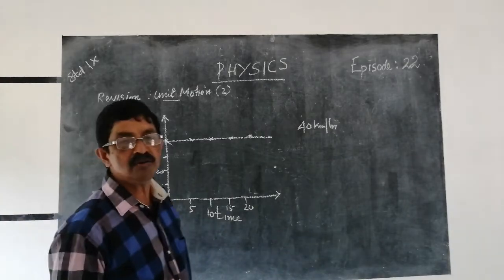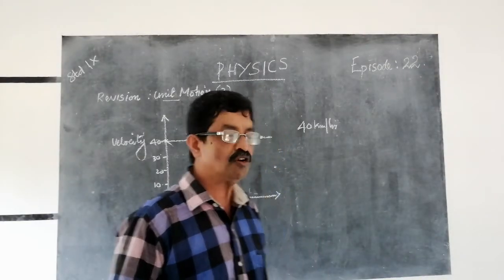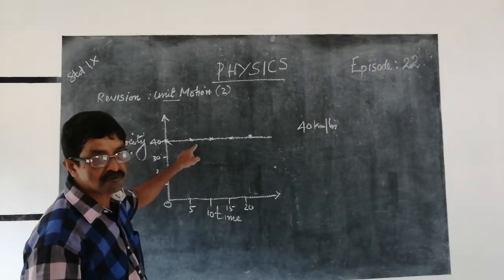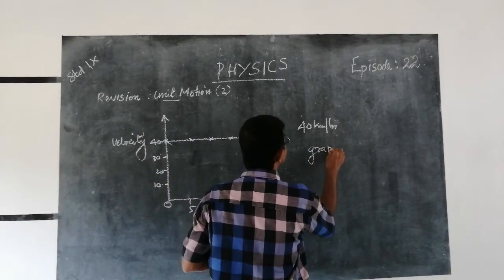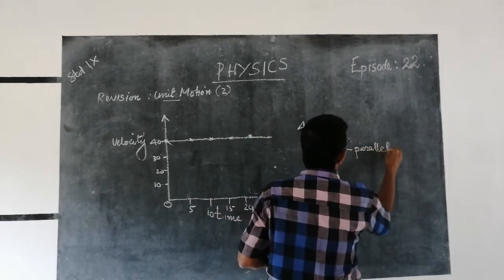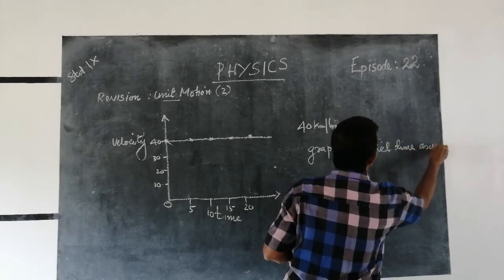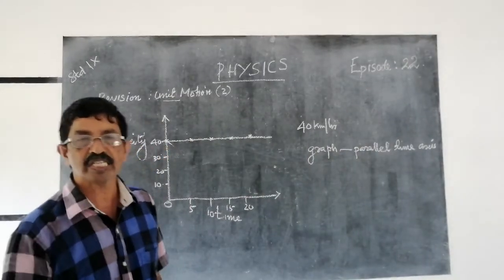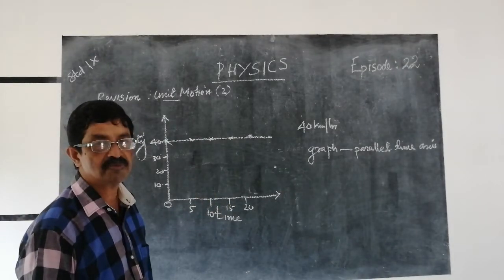So for an object moving with a uniform velocity, if we draw its velocity-time graph, we get a straight line graph, and that graph is parallel to the time axis. It is a straight line which is parallel to the time axis.